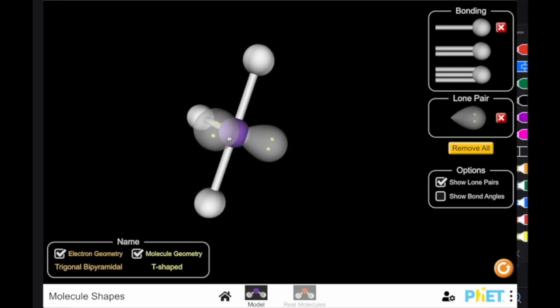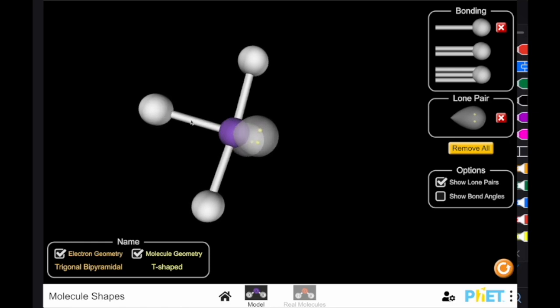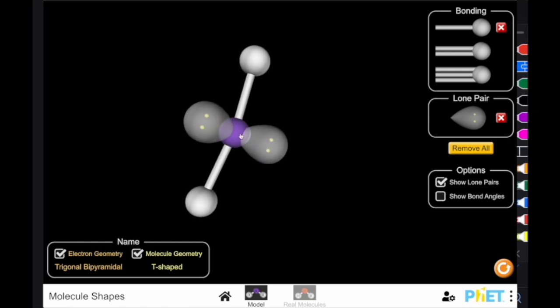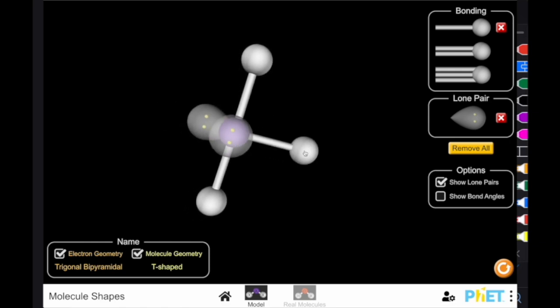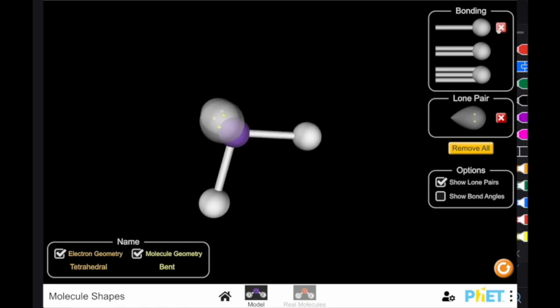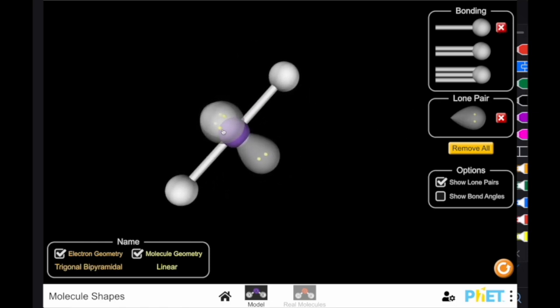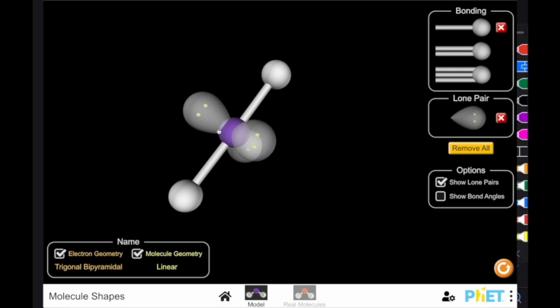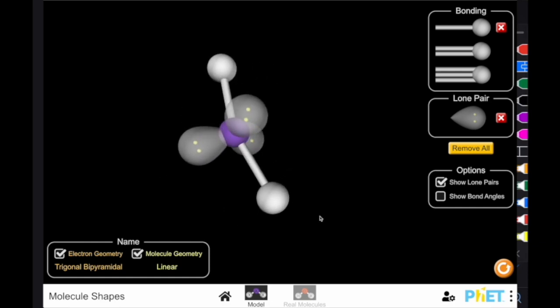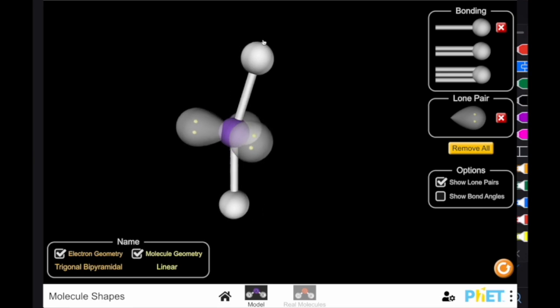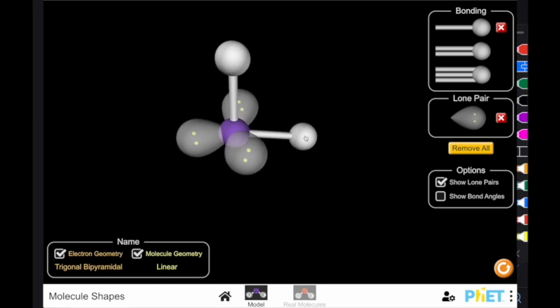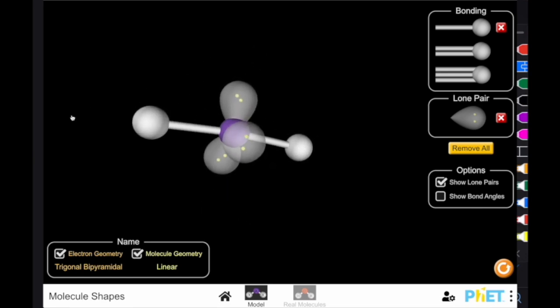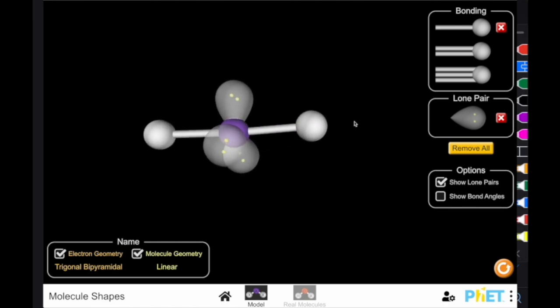If I pop in a second lone pair, we're back to trigonal bipyramidal, and now both of them are in the equatorial position. This gives us the T shape. If I plug in a third one, now all three of them are in the equatorial plane. That leaves the other two bonded atoms in the axial positions, which gives it a linear configuration. Okay? And you can test all that by, again, moving these things around and seeing how VSEPR works to redistribute that.